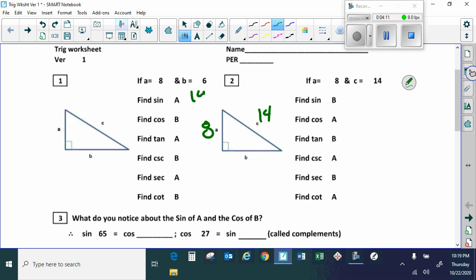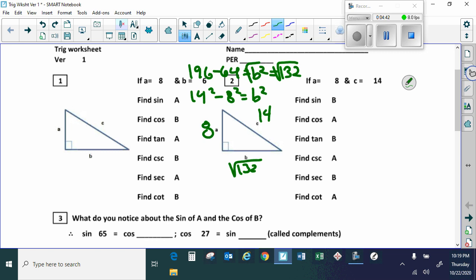So I have 14 squared minus 8 squared equals b squared. So it's 196 minus 64 equals b squared. What's 196 minus 64? It will be 132. So b would be the square root of 132.